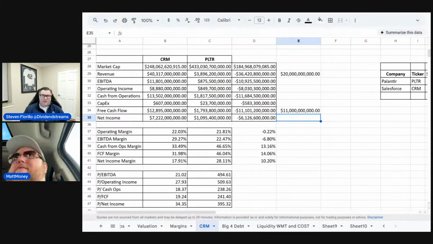That would put them at 11 billion in free cash flow on 20 billion of revenue, which could happen. The problem is, even if they 5x their revenue and get a 55% free cash flow margin, they're still not doing as much free cash flow as Salesforce. And it's still a $185 billion addition on the market cap for today's profitability.